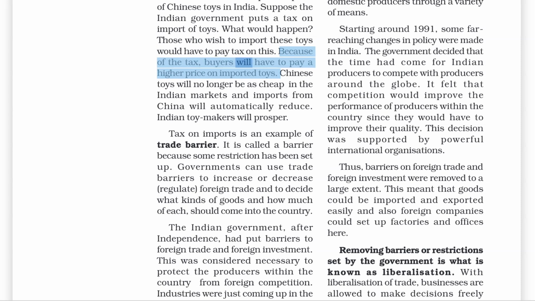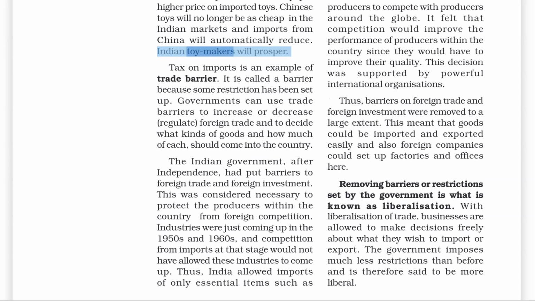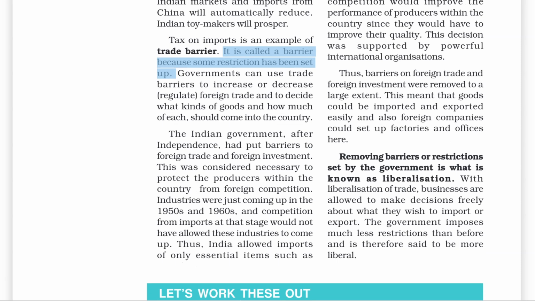Because of the tax, buyers will have to pay a higher price on imported toys. Chinese toys will no longer be as cheap in Indian markets and imports from China will automatically reduce. Indian toy makers will prosper. Tax on imports is an example of trade barrier. It is called a barrier because some restriction has been set up.